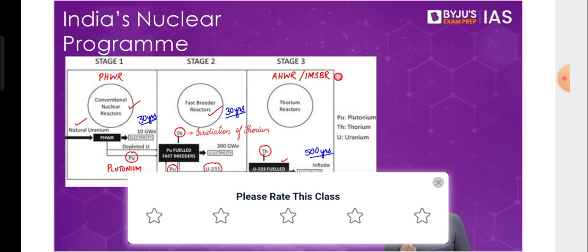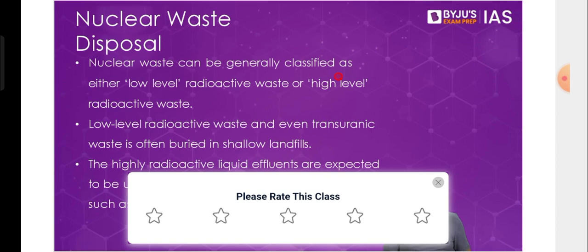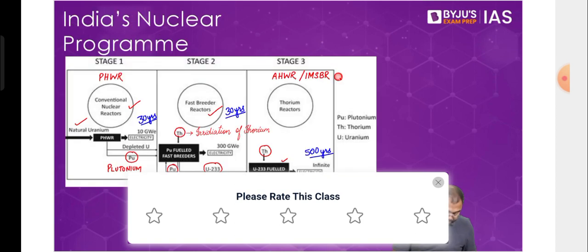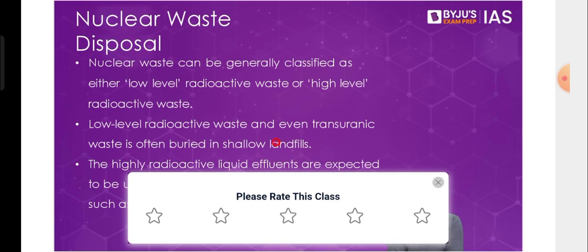So this is what India's nuclear program has been all along, where we have been trying to use these three stages so that we can actually work on our programs and get to a stage where we can keep using thorium. We can keep using thorium so that we do not have to worry about our energy security in the future.